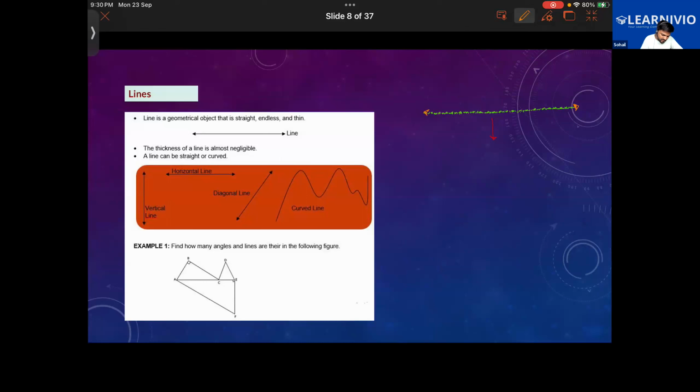So what we have learned is that a line is formed when we join an infinite number of points. Write down this much and we'll continue from here in the next class.